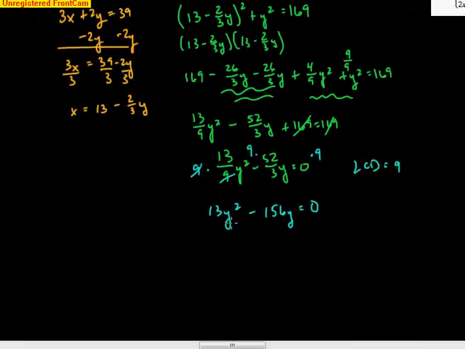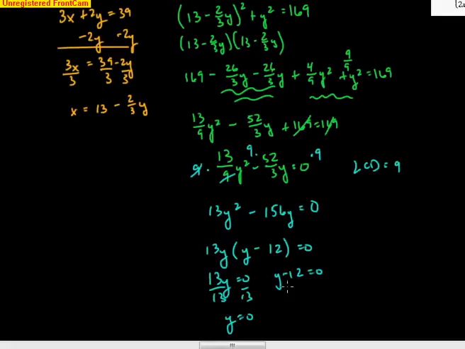And now, to solve this binomial, this 2-term equation, we're going to pull out a common factor. The common factor here is going to be a 13y. When you pull out the 13y, you're left with y minus 12. So now this is factored, set each one equal to 0. 13y equals 0. y minus 12, sorry for the messy writing, equals 0. Divide by 13, y is 0. Add 12, y is 12. I have 2 y values, meaning I'm going to have 2 intersection points.